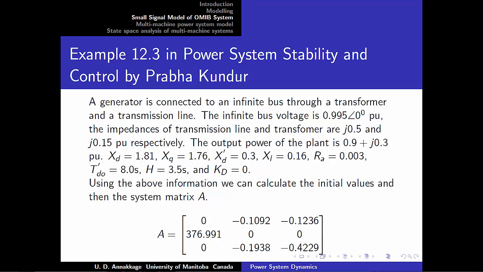Here we have a synchronous generator connected to an infinite bus through a transformer and a transmission line. Infinite bus voltage is given. The impedances of transmission line and the transformer are also given. And the generator is supplying 0.9 plus j0.3 per unit power to the infinite bus. Synchronous machine inductance values and the transmission line parameters are given, and also the time constant T'd0 and inertia constant are given.